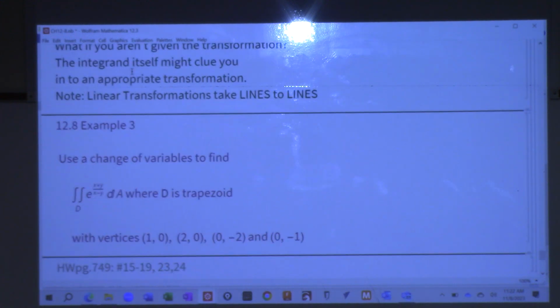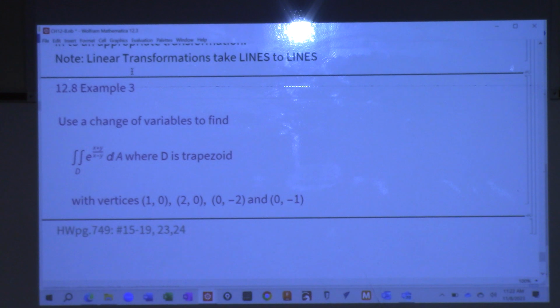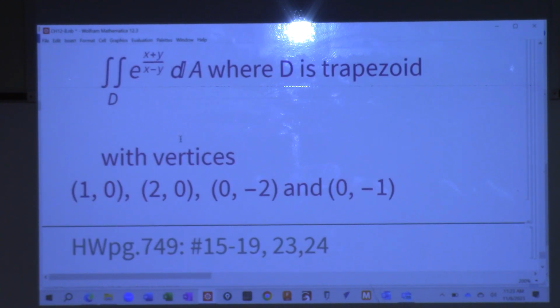So what if you aren't given the transformations, right? The integrand itself might clue you in to an appropriate transformation. Remember, linear transformations take lines to lines. So here's an example, and this is actually the last example of the section, where you have this double integral, right?